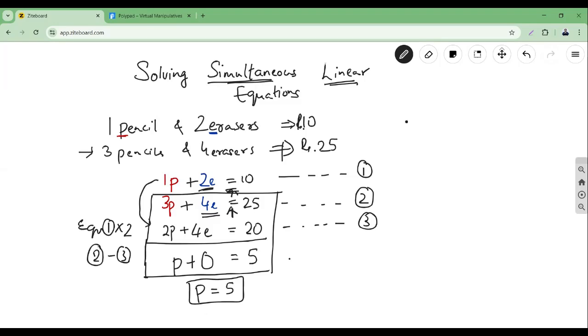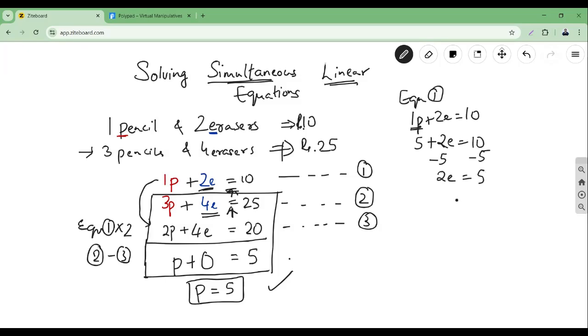Now let's take this equation 1 itself. Equation 1, what does it say? It says 1p plus 2e is equal to 10. That means 1 pencil cost, we know already it is 5. So this is called substituting. Whatever I already know, I found out one thing and I'm going to put that here. 1p is 5 rupees and 2e is equal to 10. Now you see there's only one variable which I can easily solve. I have to do subtraction of 5 on both the sides. That leaves me with 2e is equal to 5.